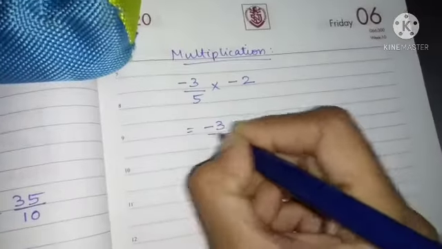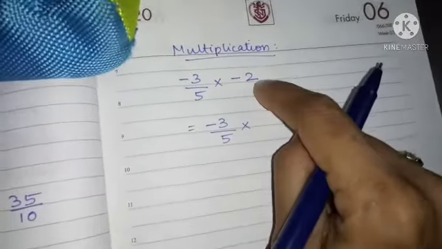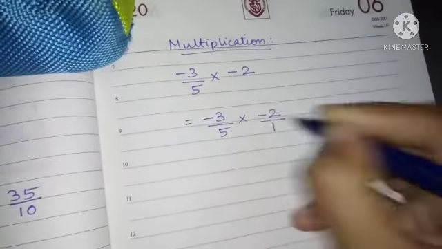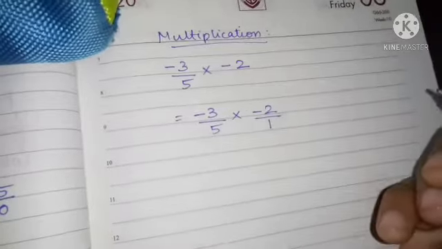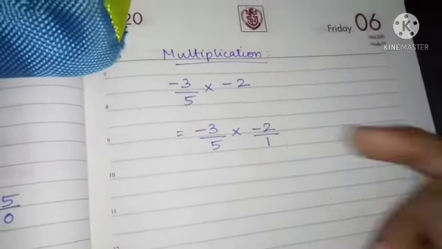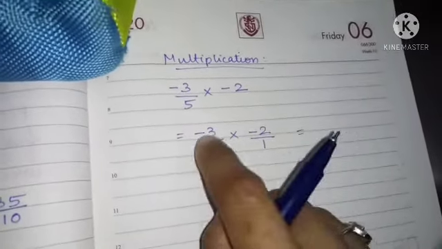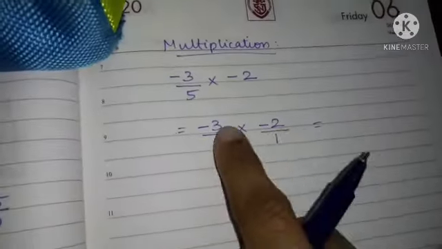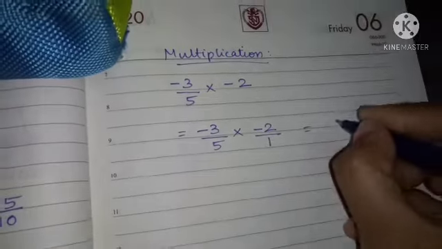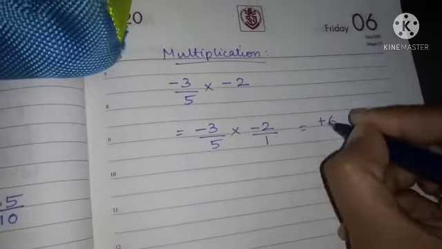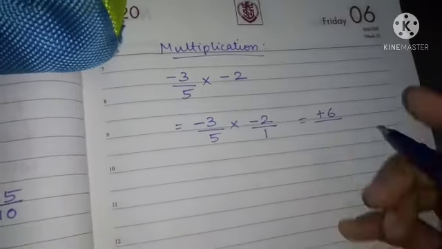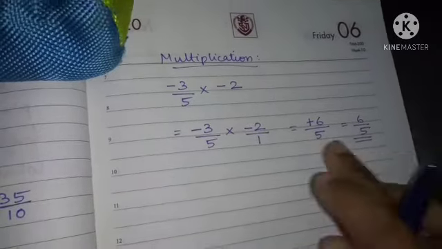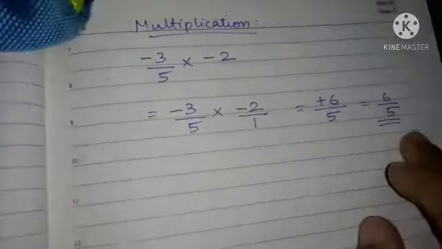Now, minus 3 by 5 into minus 2, how will you make minus 2 a rational number? Minus 2 by 1. Yes, minus 2 can be written as minus 2 by 1. Now, minus 3 into minus 2, because numerator into numerator. Minus 3 into minus 2 is 3 2s are 6, minus into minus is plus. Divided by 5 into 1, 5. So, the answer is 6 by 5.